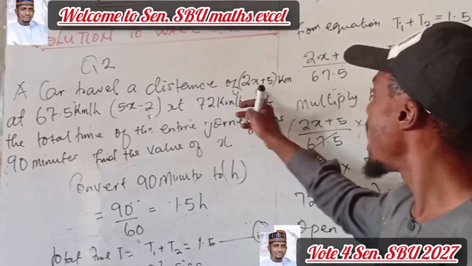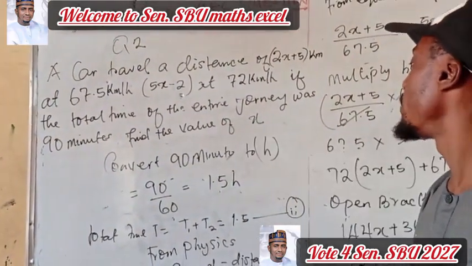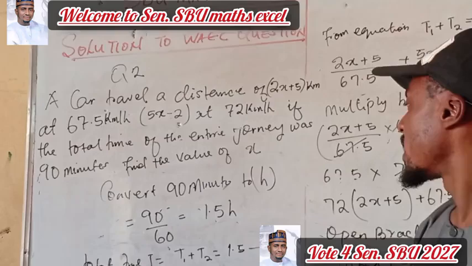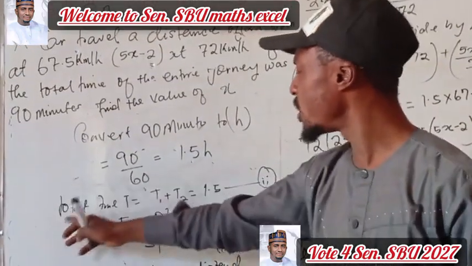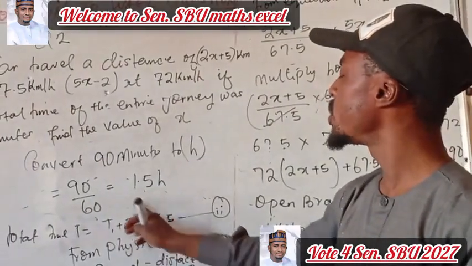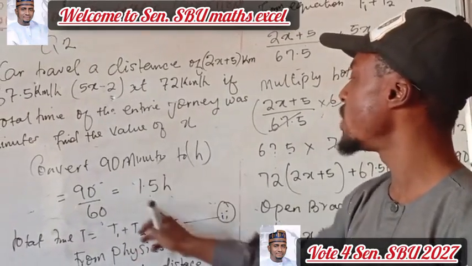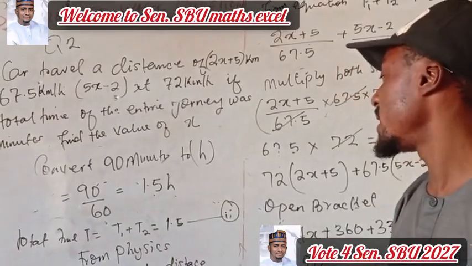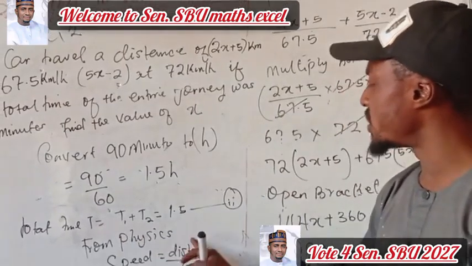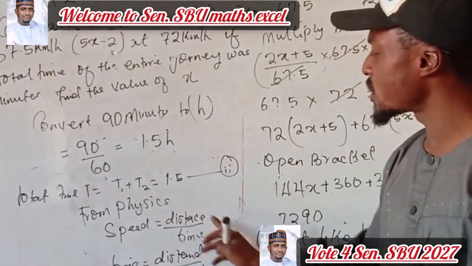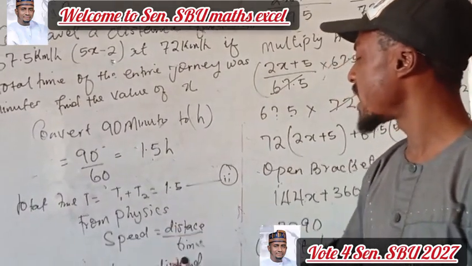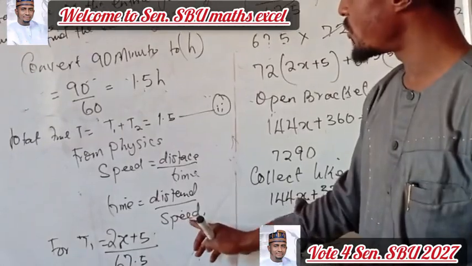Journey 1 is 2x plus 5 at a speed of 67.5. Journey 2 is 5x minus 2 at a speed of 72 km per hour. Now look at it. The total time taken for the journey will be the time taken for journey 1, denoted by T1, plus the time taken for journey 2, denoted by T2, equals 90 minutes, which has been converted to 1.5 hours. From physics, we know that speed equals distance over time. Making time the subject of the formula, time equals distance over speed.